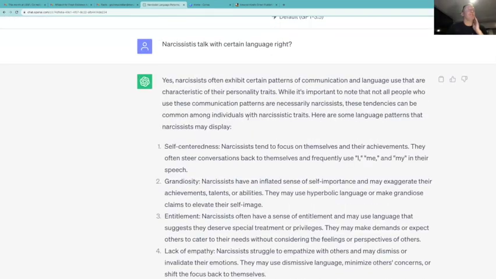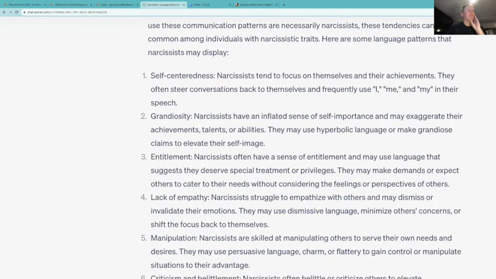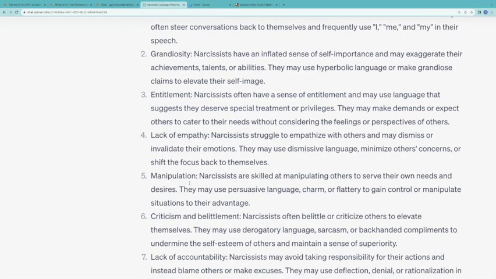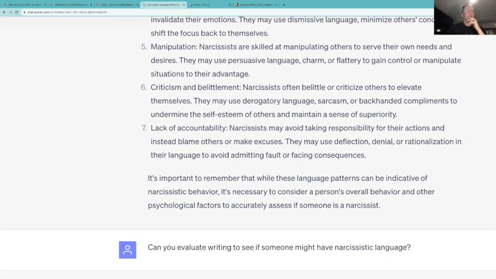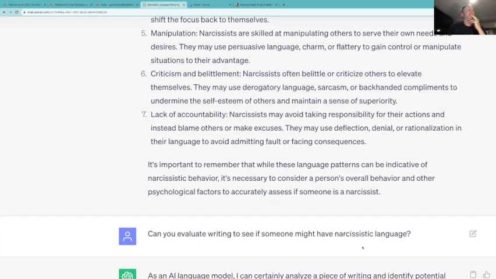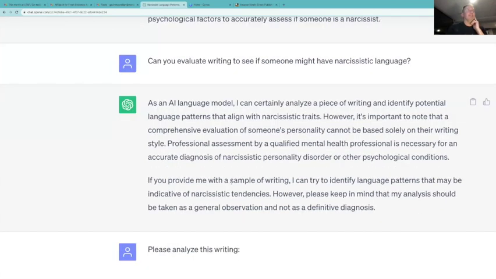So the first question was, narcissists talk with a certain language, right? And it said yes. Narcissists often talk with self-centeredness, grandiosity, entitlement, lack of empathy, manipulation, criticism and belittlement, lack of accountability. And then I said, can you evaluate writing to see if someone might have narcissistic language? And it says, as an AI model, I can certainly analyze a piece of writing to identify potential language patterns that align with narcissistic traits. However, it's important to know that comprehensive analysis, blah, blah, blah, you need to have a professional assessment done. Please analyze this writing.